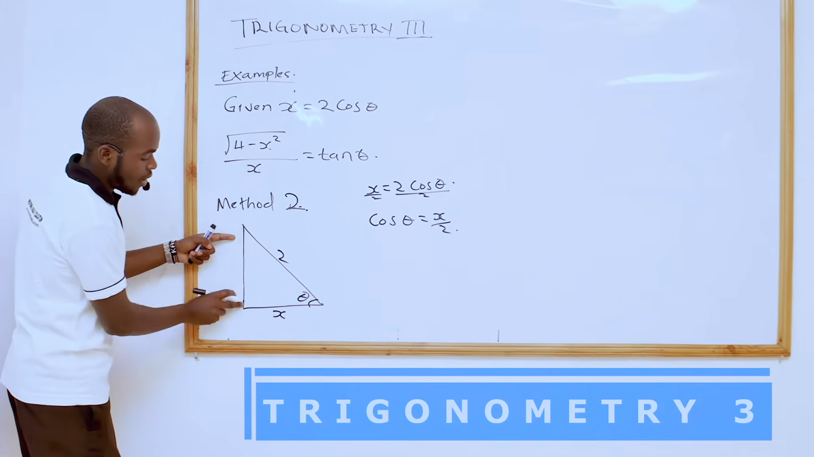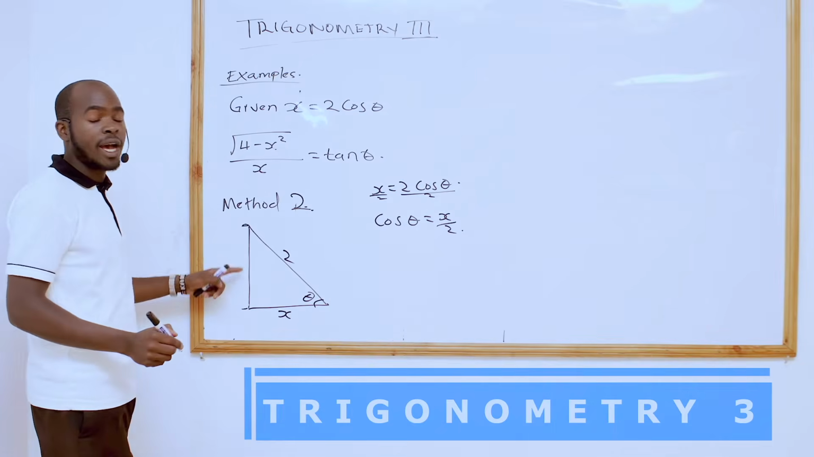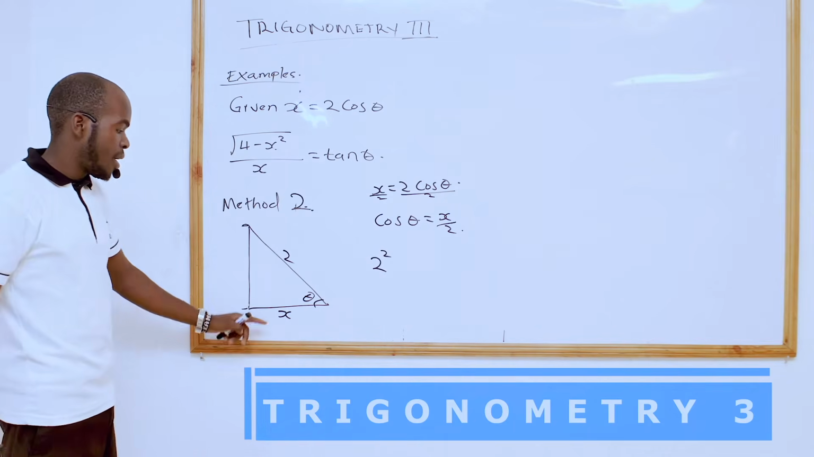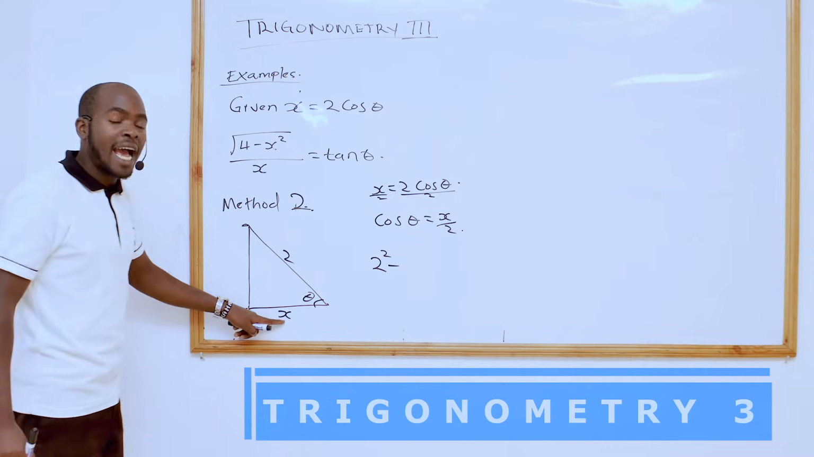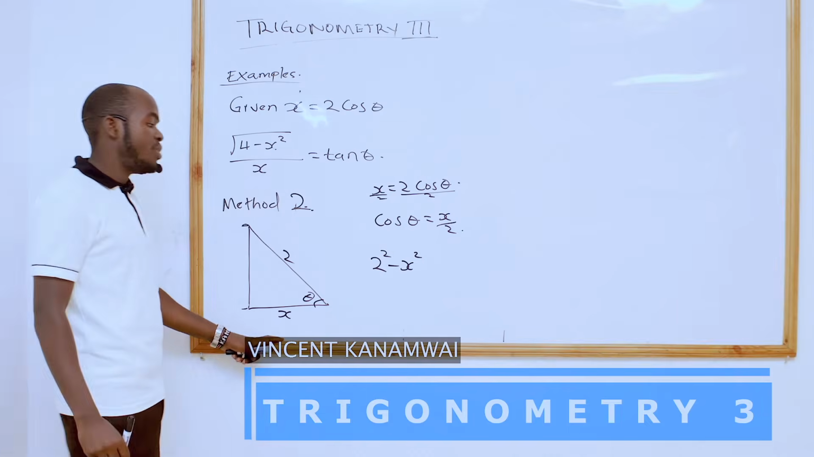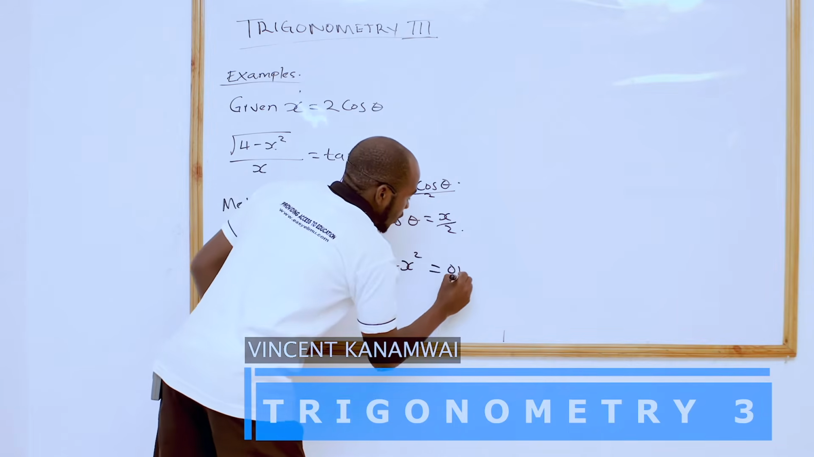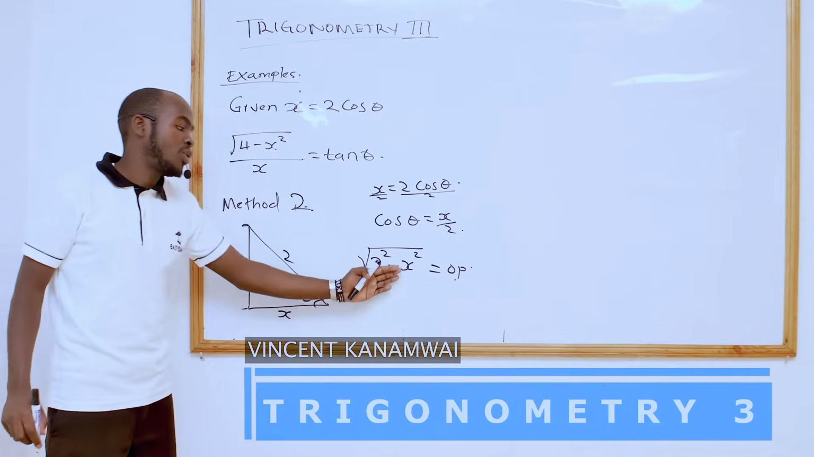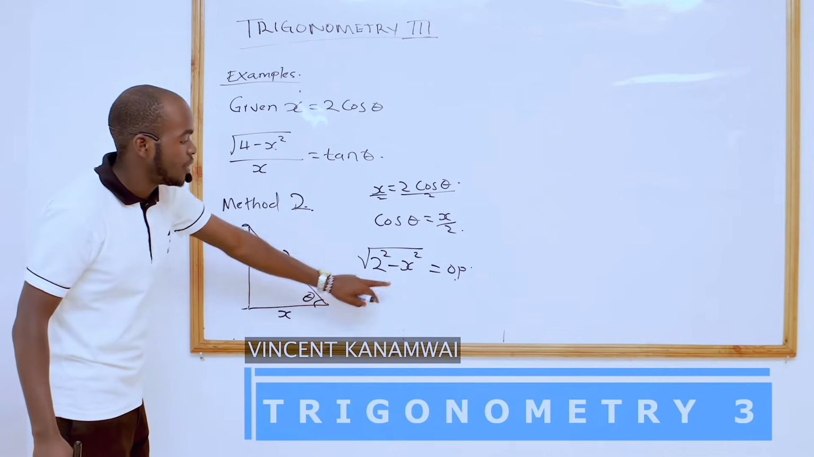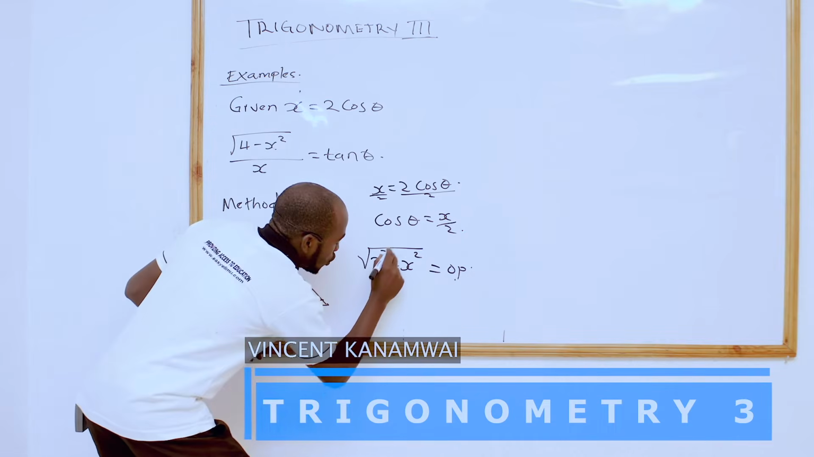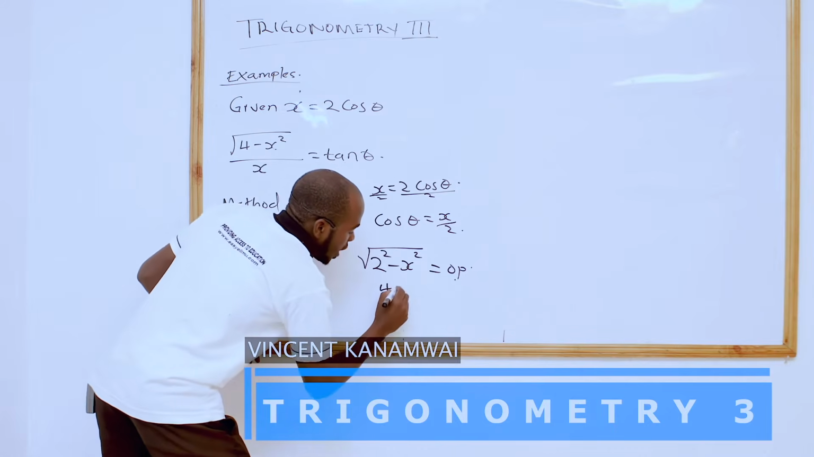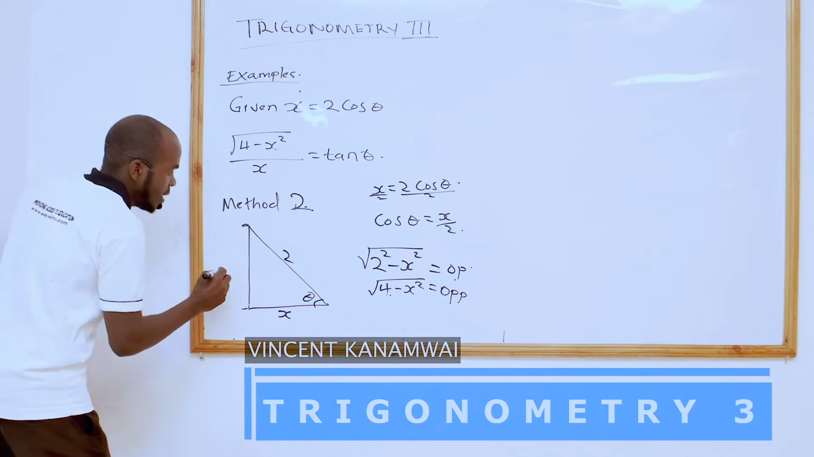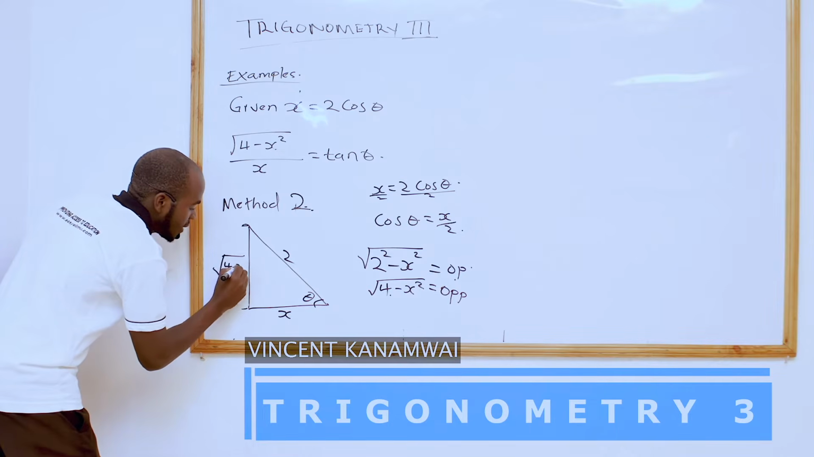So we can find this side by taking the hypotenuse squared, which is 2 squared, minus the adjacent squared, which is x squared. It should give us our opposite, but it will be squared. So if we need a single value, we have to find the square root of these 2. Then 2 squared gives 4, and x squared remains x squared, all under the square root. So this is our opposite. This side is the square root of 4 minus x squared.